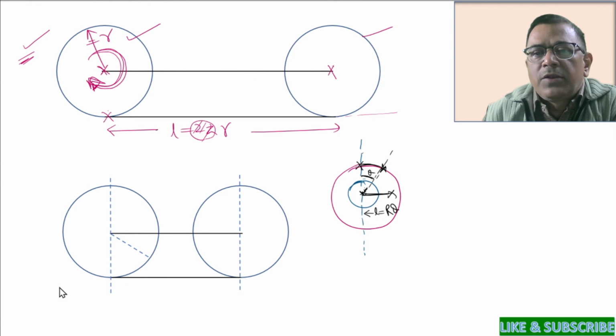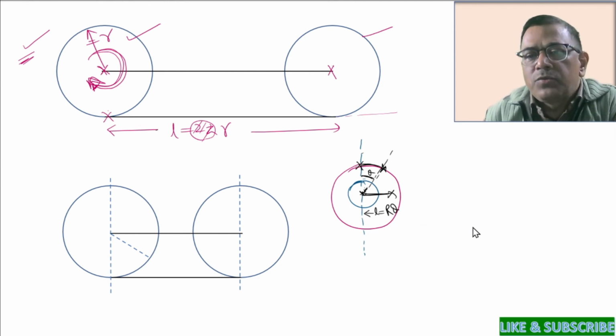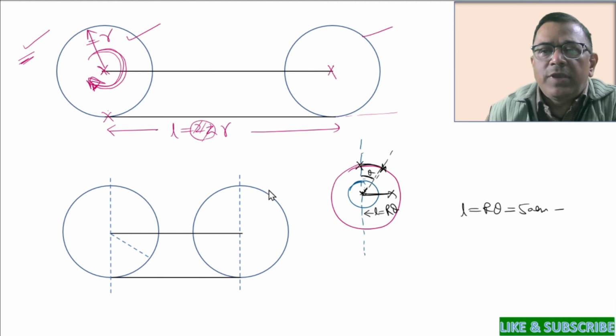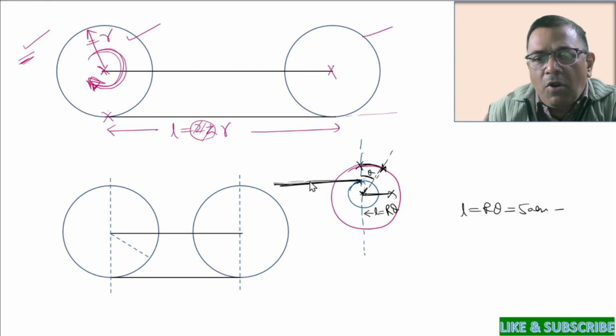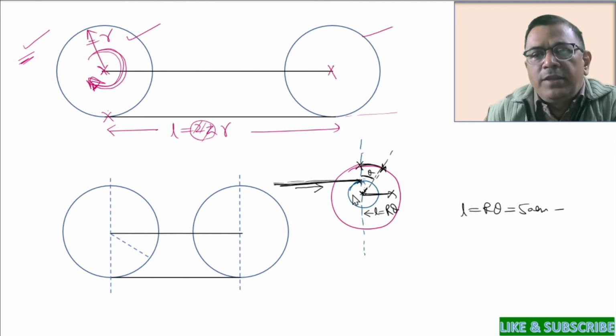Is that right? So according to the problem, L is equal to r theta, and this is equal to 50 centimeter. Is that okay? Now you see, one side of the meter scale is touching the axle. Is it right? And this rod has been moved in the forward direction, and as this rod moves, the roller rolls, and at no point is there any skidding.